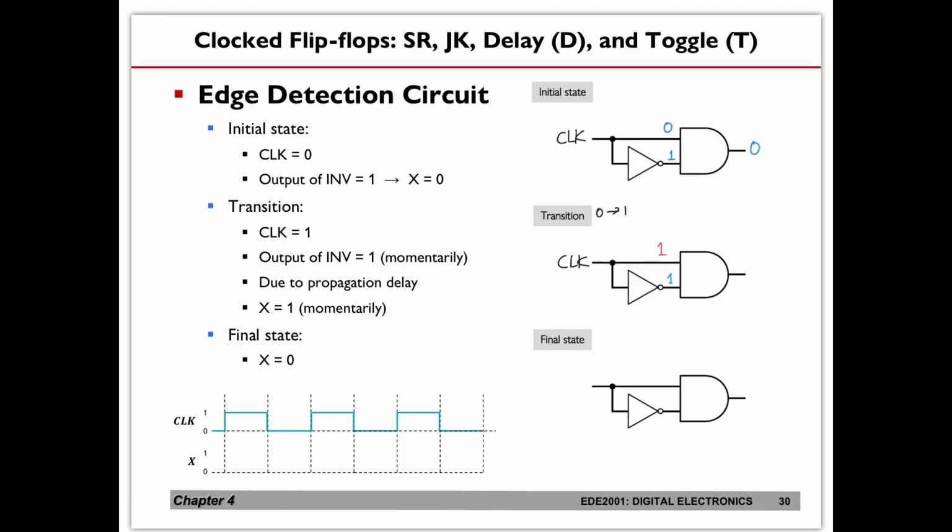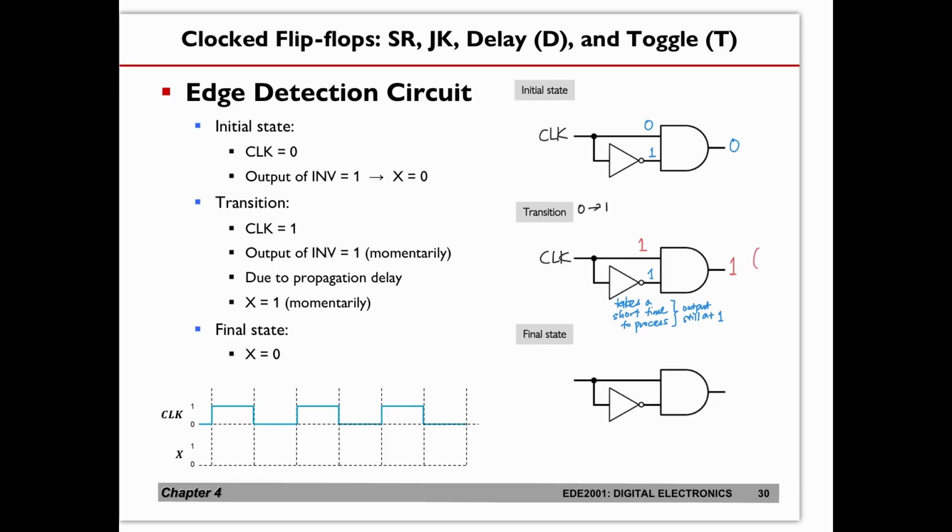Maybe let me write down some description here. The NOT gate takes a short time to process, and we call that a propagation delay. So the output is still at 1. Now for this little moment, when both inputs of the AND gate are a 1, then my output will become a 1. But we have to understand that this is only for a very short moment. So that's why we call this momentarily 1.